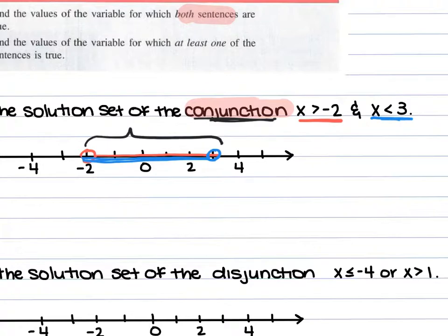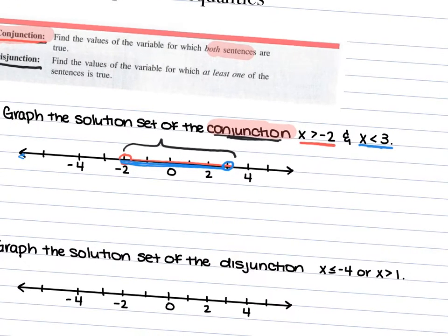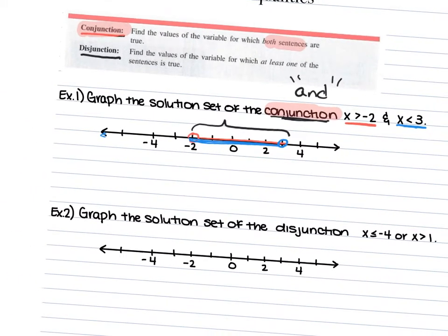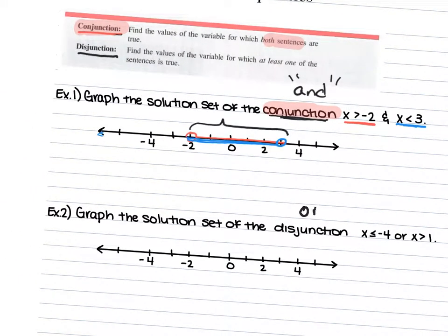A conjunction is like "and." So when you think of a conjunction, it's two things that they agree upon. I always like to put that little word "and" here, because it has to be true for both of them. So I use the word "and" for conjunction. For a disjunction, I like to use the word "or." It can be true for either one.